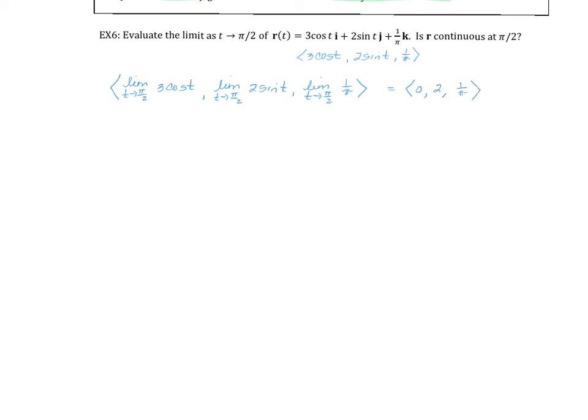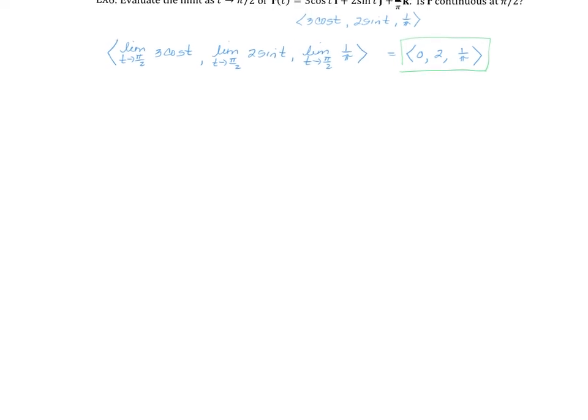And that's it. So that's the limit of r as t goes to pi over 2. But there's another part to this example. It says, is r continuous at pi over 2? Well, we could use that theorem at the end.